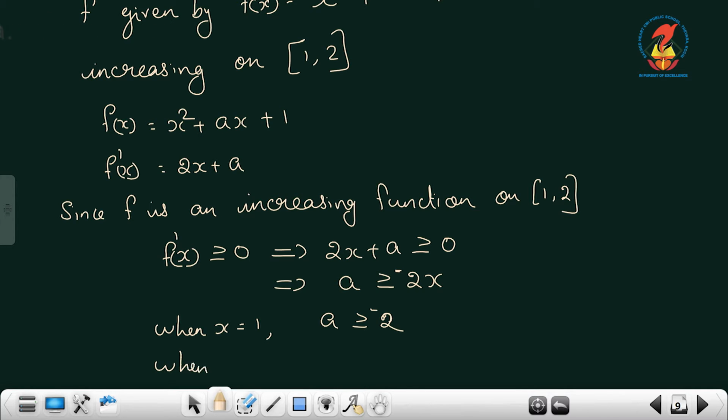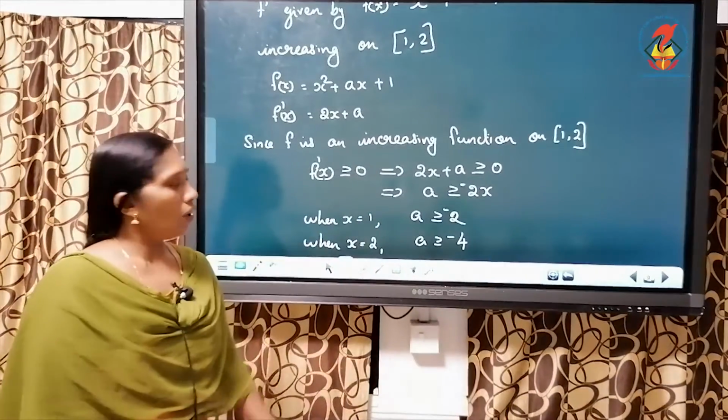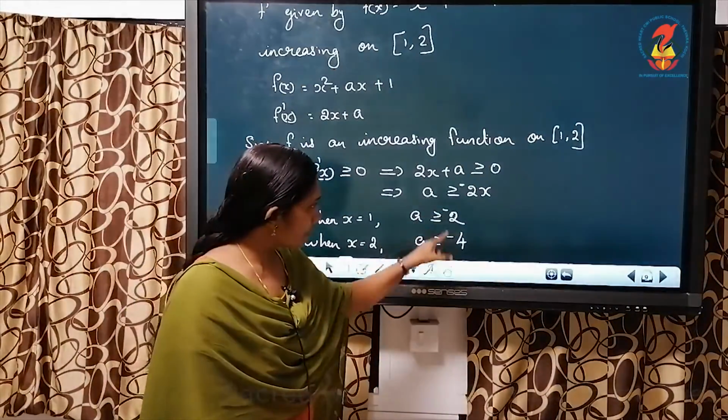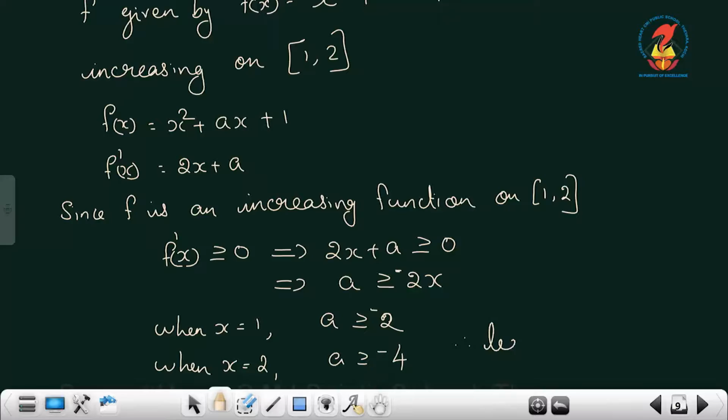Then when x is 2, a is greater than or equal to minus 4. So a is greater than or equal to minus 2 or a is greater than or equal to minus 4. Which is the least value here? Minus 4. Therefore, the least value of a is minus 4.